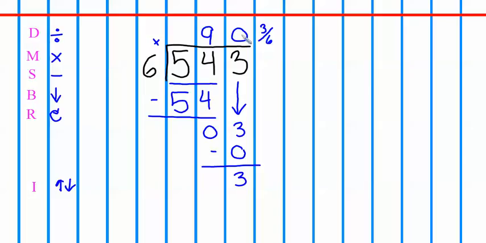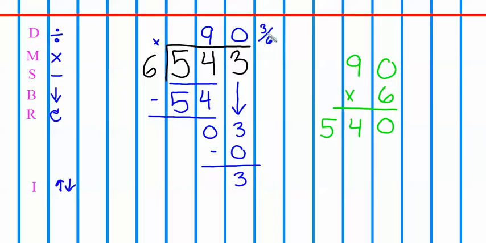But if we take 90 and 3/6 and multiply it by 6, we should end back up with the number in the dividend, 543. To do that, we're going to take the whole number, 90, and multiply it by 6. 6 times 0 is 0. 6 times 9 is 54.